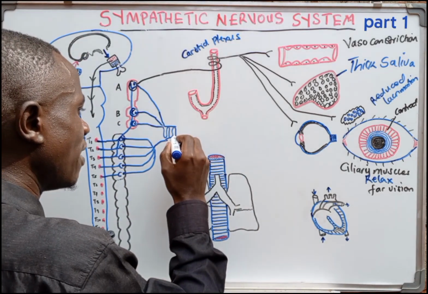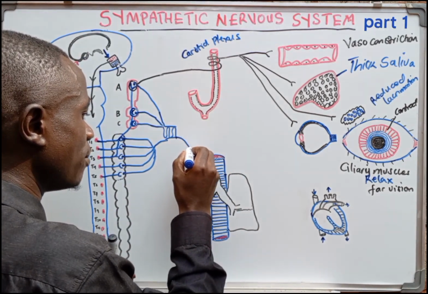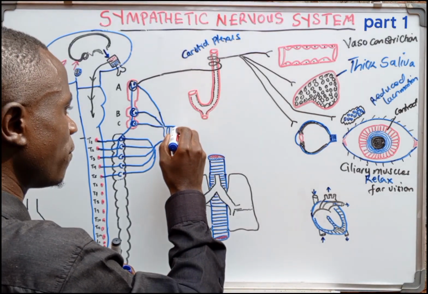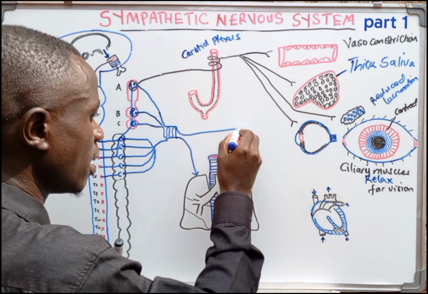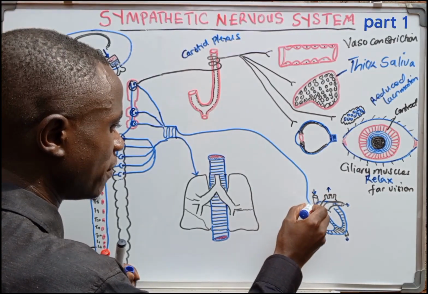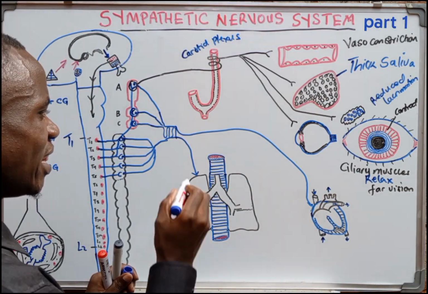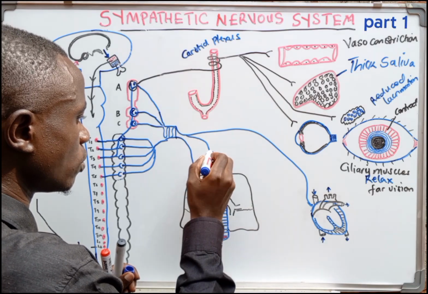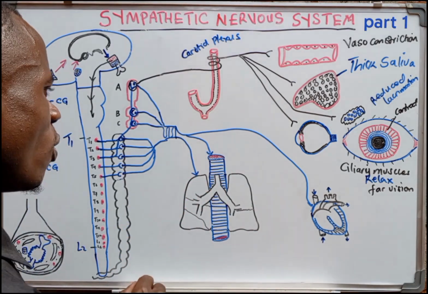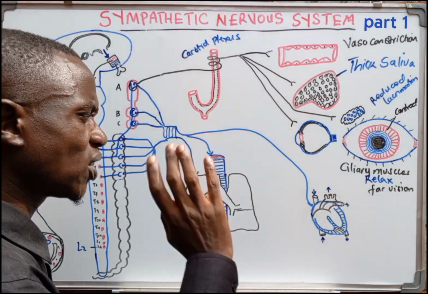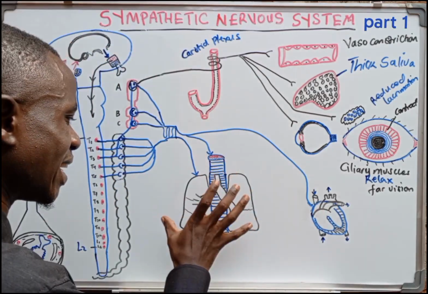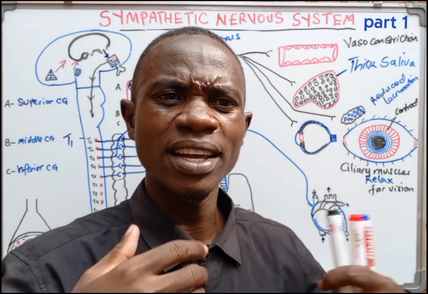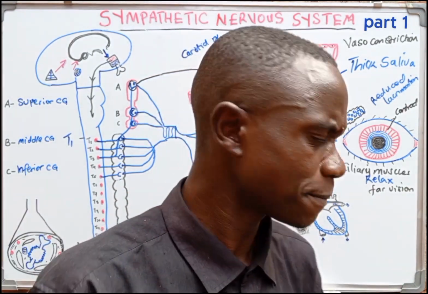Now we have some fibers coming to supply the lungs. We need some fibers coming all the way down to innervate the heart. And we also have some fibers which come and innervate the esophagus. So now we want to see the sympathetic effect which is exerted on the lungs, the esophagus, and the heart whenever there is a stressful moment.